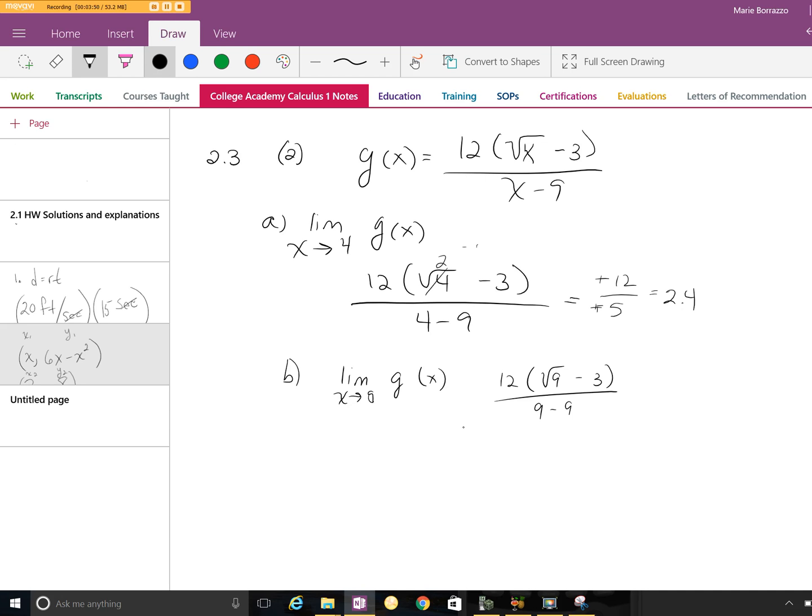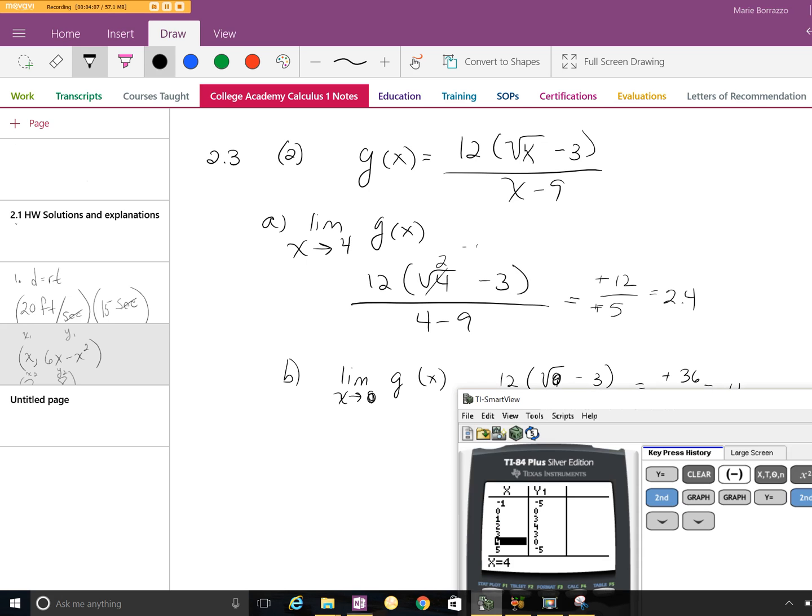I'm sorry, as x approaches 0, my apologies. So 0 here, and there should be a 0 here. Okay, so this ends up becoming negative 36 over negative 9, which is going to cancel out, the negatives will cancel top to bottom, leaving you 4.